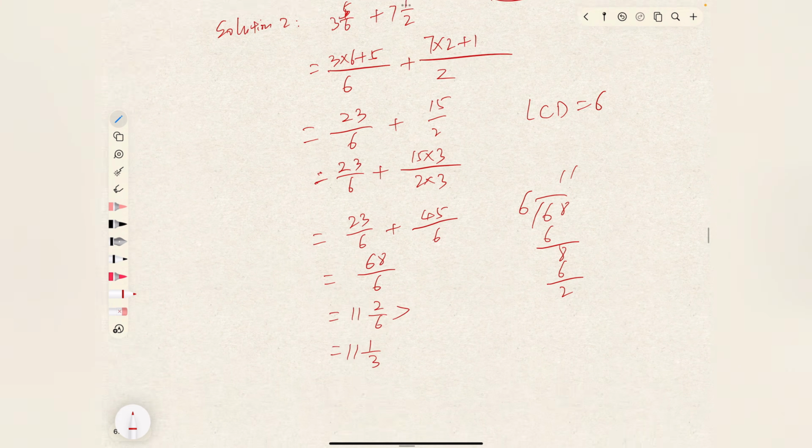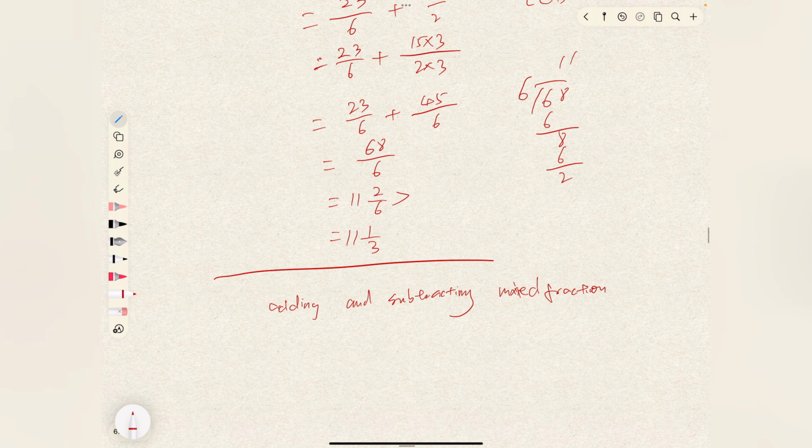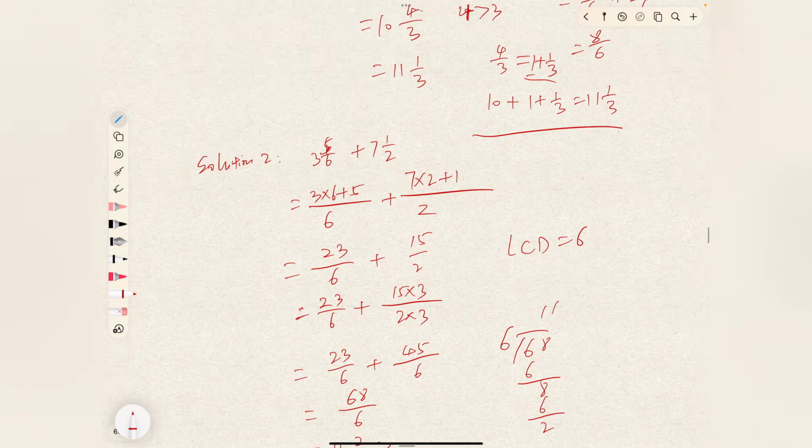So this is the whole idea of how we do the addition, adding and subtracting mixed numbers, mixed fractions. I hope you know how to do that now.